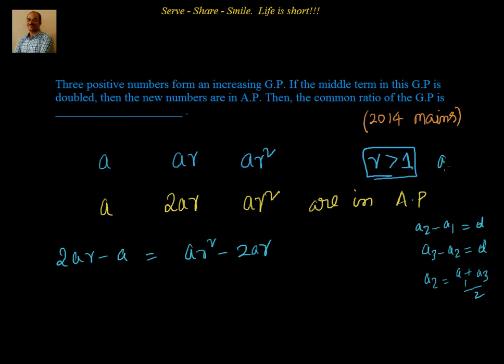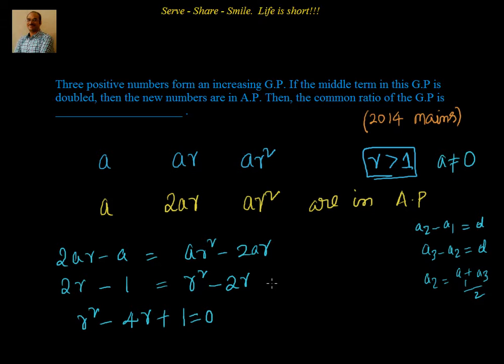We also know that A is not equal to 0. So I can cancel A throughout. I will be having 2R minus 1 equal to R square minus 2R. We see a quadratic equation. We simplify. We will get R square minus 4R plus 1 equal to 0. Now that's a quadratic equation in R.